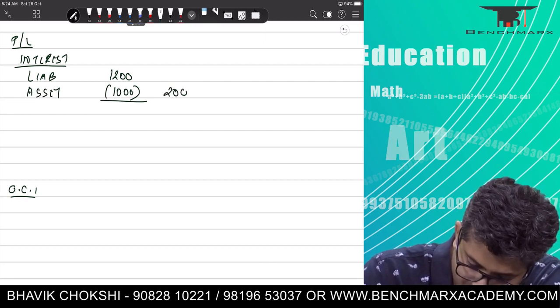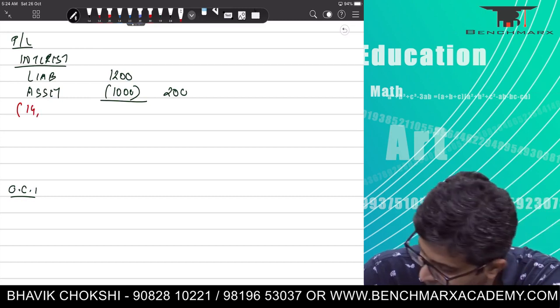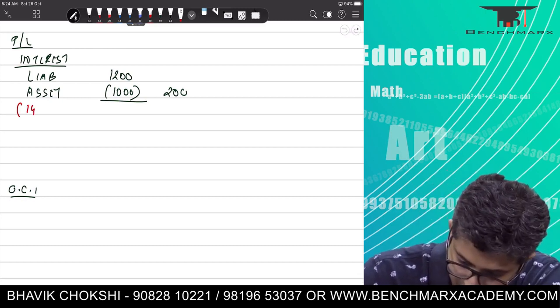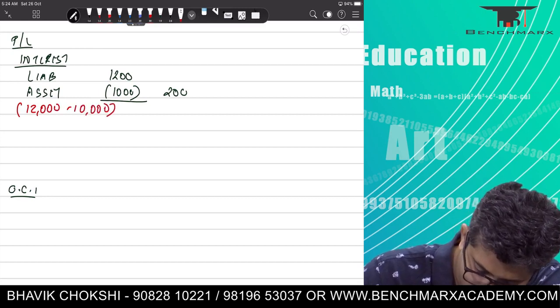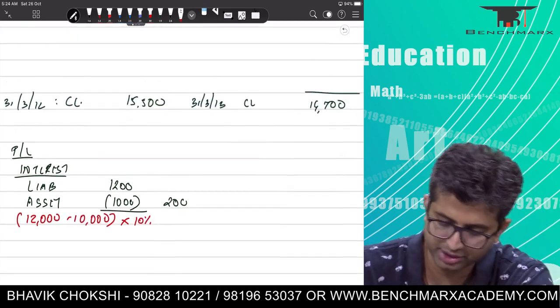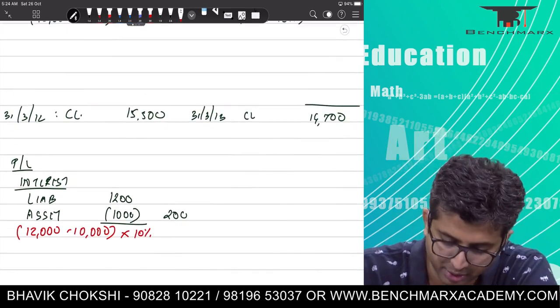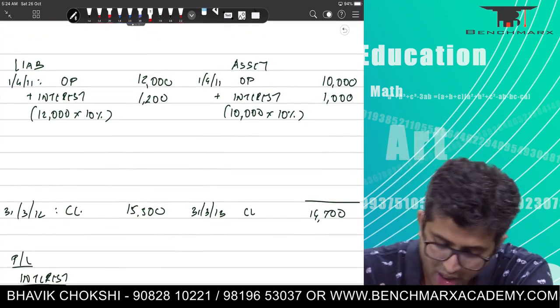which could have alternatively been calculated as 12,000 minus 10,000 into 10% would have also given you the same. So this is one part of the question where the question is asking to find the net interest. We've done that as 200.